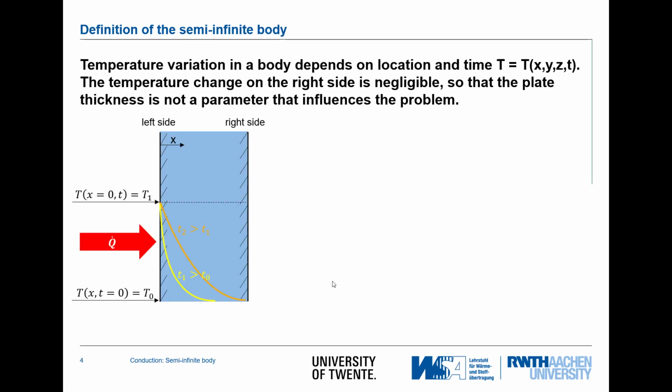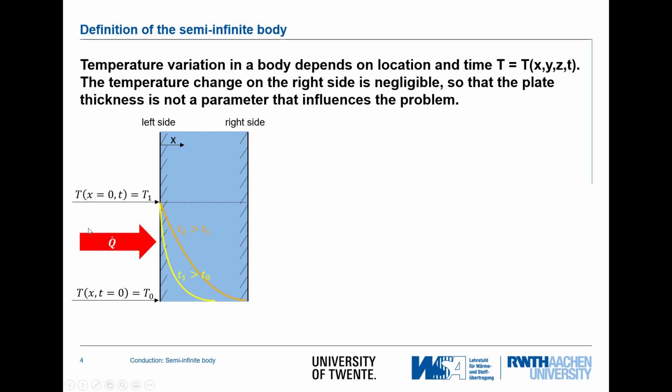So, what is a semi-infinite body? As mentioned here, the temperature variation in a body depends on the location and the time. So, T is a function of maybe 3 locations and the time. But for the semi-infinite case, the temperature change on the right side here is negligible, so that the plate thickness is not an influencing parameter for the problem.